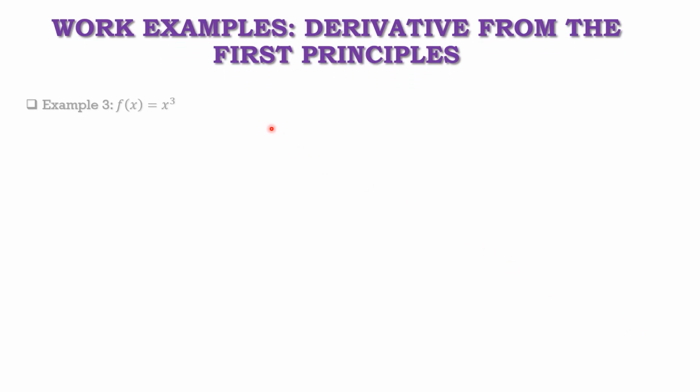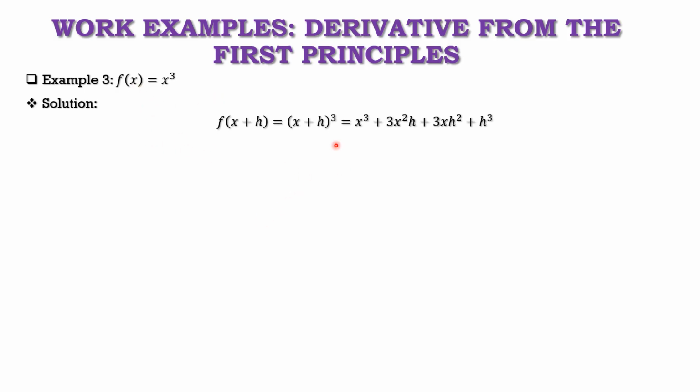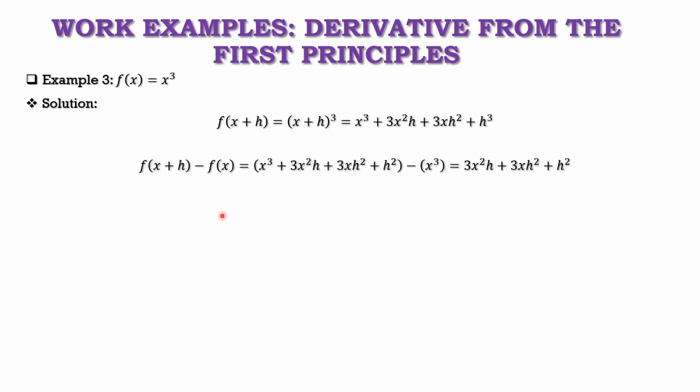Now let's work on another example, which is f of x equal to x power 3. In this form, we need to understand that the input is x. So anywhere I see x, I will substitute the expression in. So the expansion will be x cubed plus 3x squared h plus 3xh squared plus h power 3 when you expand this particular expression. And that will produce the numerator in the form of f of x plus h minus f of x. So it means that I am going to subtract f of x from this particular result.